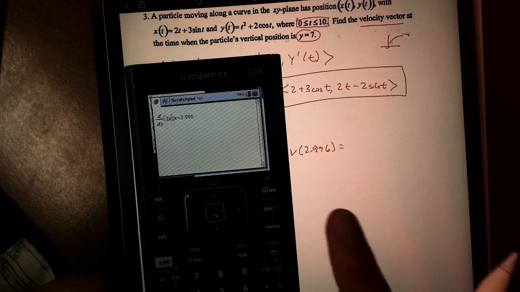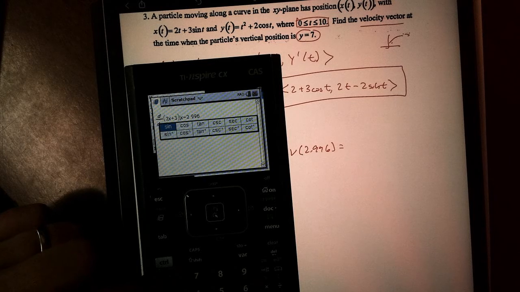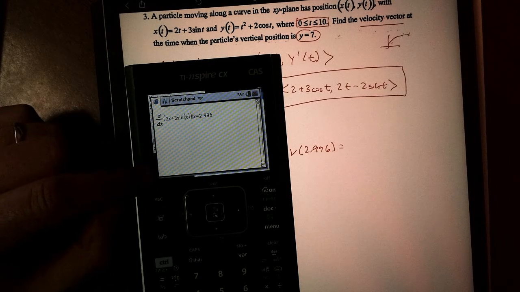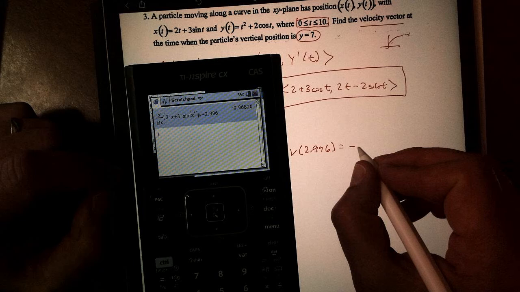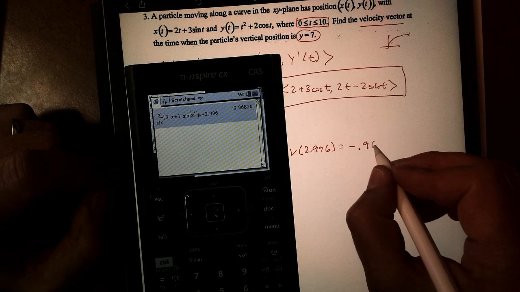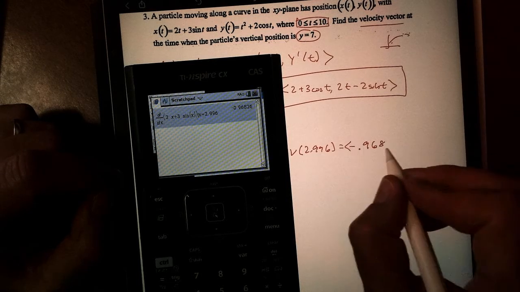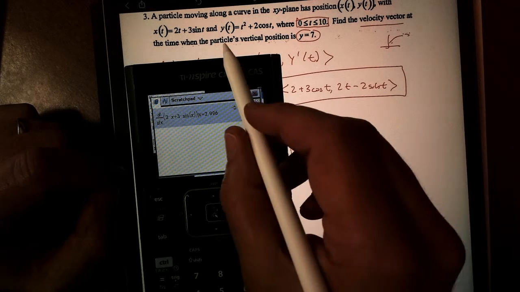2x, I'm using x, plus 3 sine of x. Press Enter, and it gives me negative 0.968.